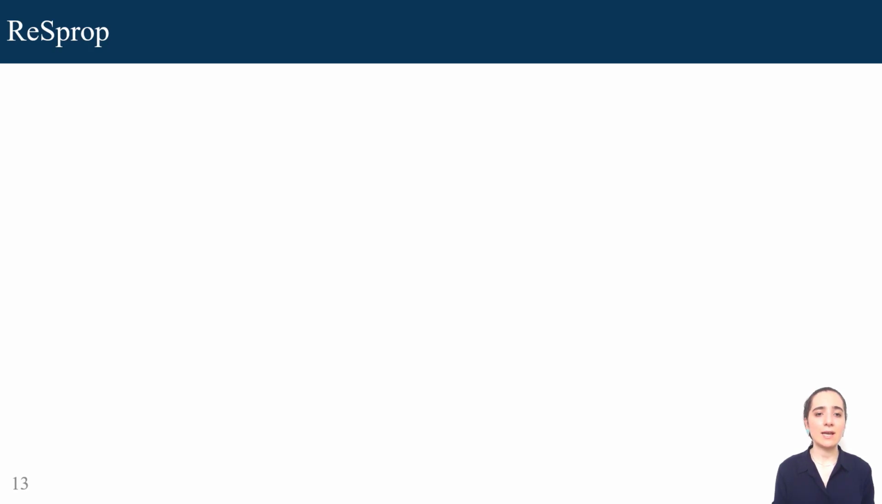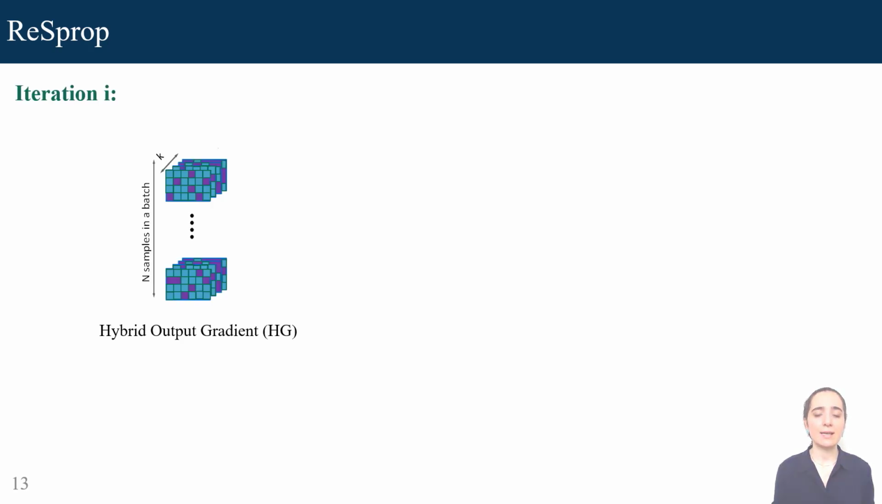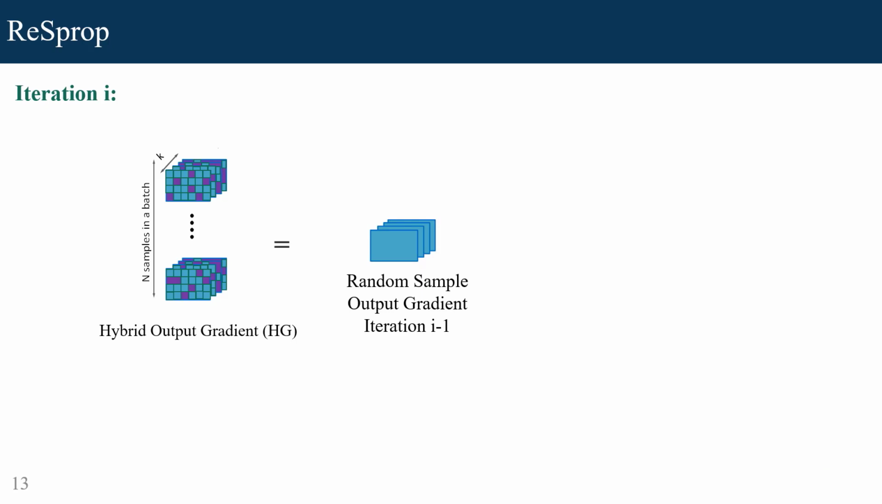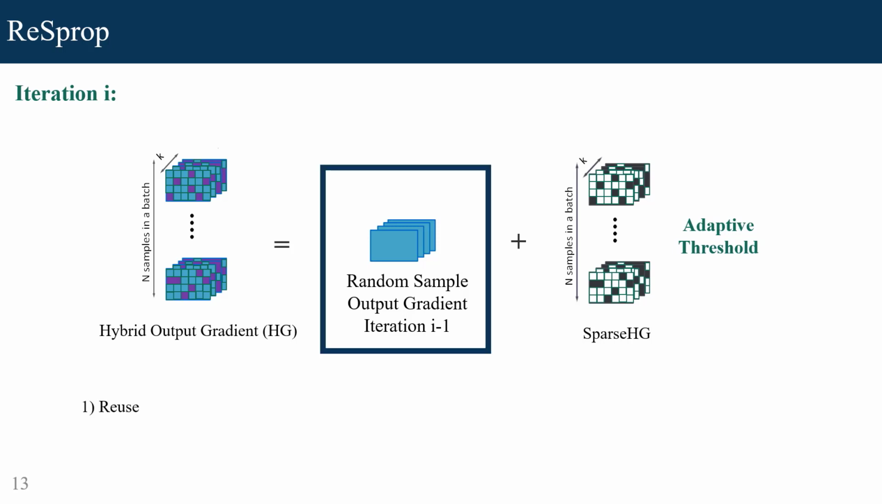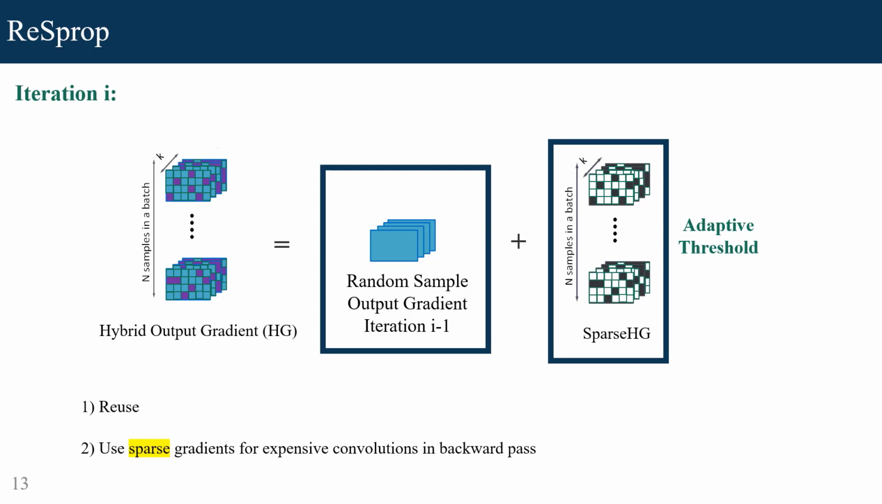Let's take another look at our hybrid output gradient. It can be written as previous iteration gradient plus the residuals, which are the differences between current and previous iteration, and it is sparse due to our adaptive threshold. Now we can break the backward pass convolutions into two parts. First part, which reuse gradients, and second part, which use sparse gradients for the expensive backward pass convolutions. In this way, we can have a faster training.